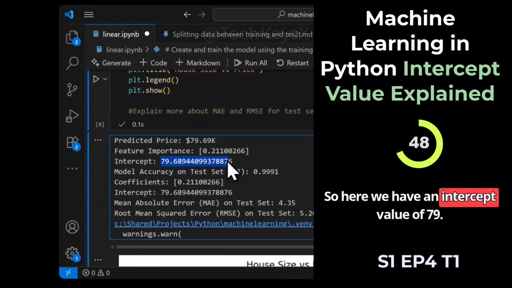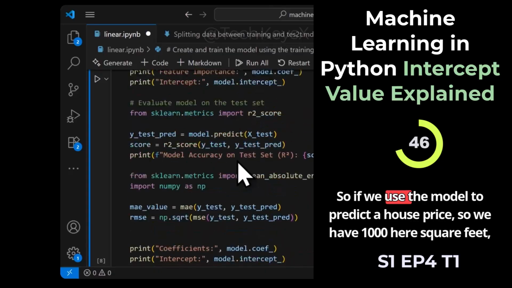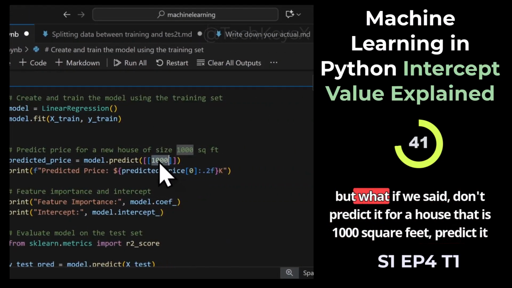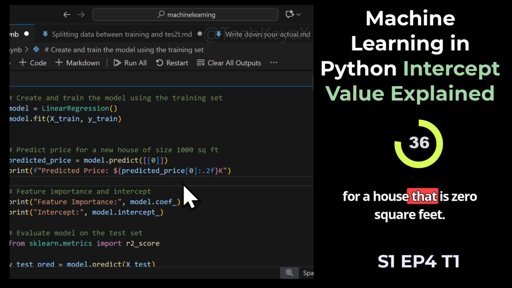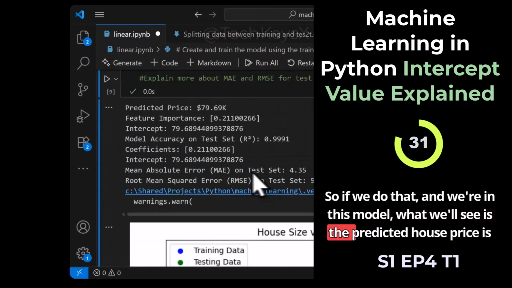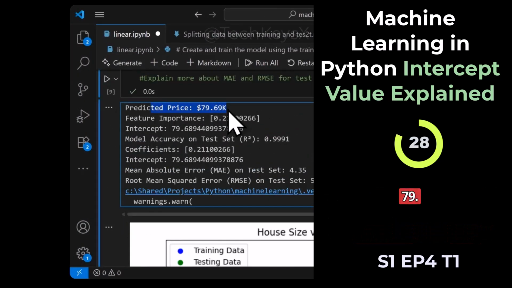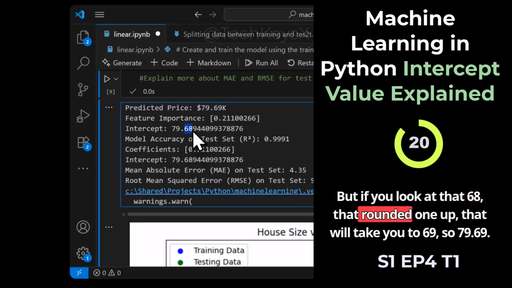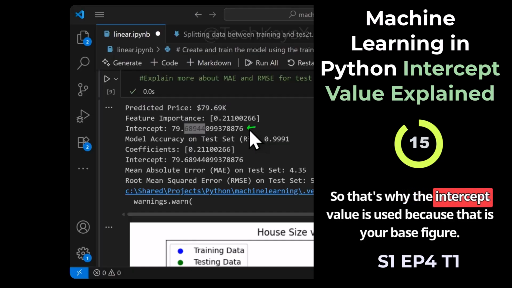Here we have an intercept value of 79. If we use the model to predict a house price, we have 1000 square feet here, but what if we said don't predict it for a house that is 1000 square feet, predict it for a house that is 0 square feet? If we do that and run this model, what we'll see is the predicted house price is 79. Why do we get the 79? If you look at the intercept, that's also 79. This has been rounded, so 79.69.